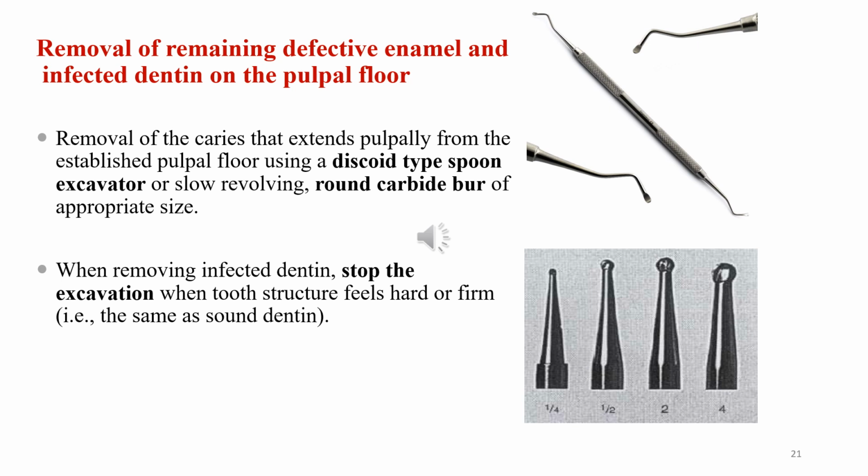The removal of remaining defective enamel or infected dentine can be done in two ways. First, we can do it by a spoon excavator, preferably discoid type, or we can do it by a slow speed revolving round carbide burr. While using a round carbide burr, whenever the tooth structure feels hard or firm, we will stop at that point. That means only the infected or defective carious structure has been removed and the healthy structure is there.